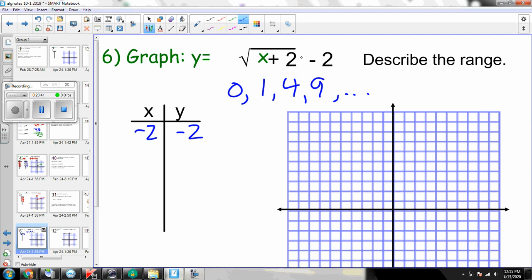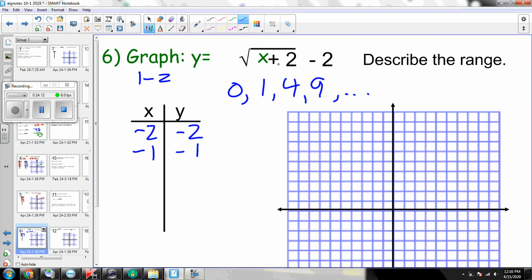Then I'm going to think about, well, what could I put under the radical for x so that I get a 1 when I have an x plus 2? So I'm asking myself, what do I add to 2 to get 1? Well, that would be -1. If I put -1 in for x here, -1 plus 2 would be a +1. The square root of +1 is 1. Then I would have a 1 minus 2. A 1 minus 2 would be -1.